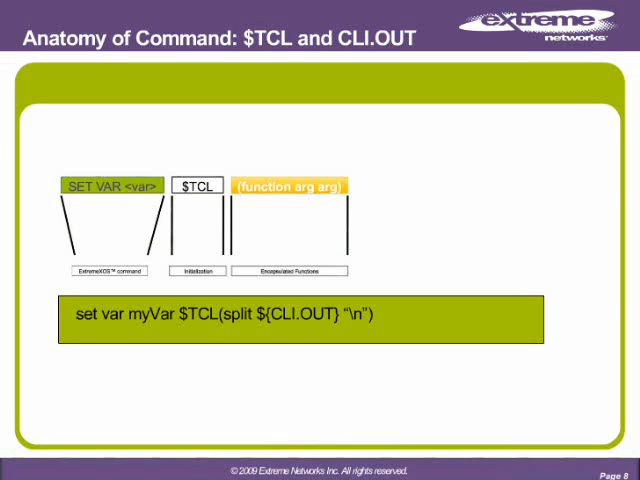So this is an actual example. Set var myvar TCL split, and we're taking in the created system variable CLI out and informing it that we want to split the CLI out into a list based on every new line it sees, whereas that is the \n in double quotes. So set var myvar TCL function to follow split, and we're taking in CLI out, which you will remember from module 1, and we're telling it to split on every new line.